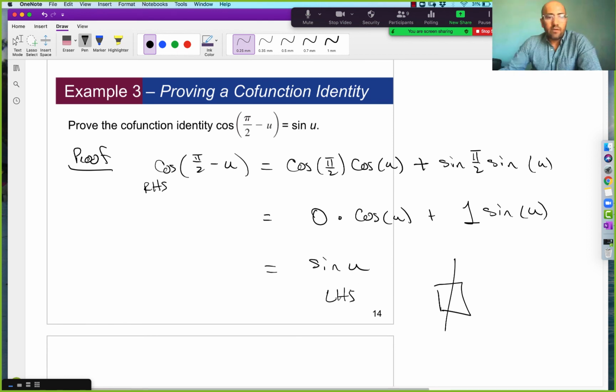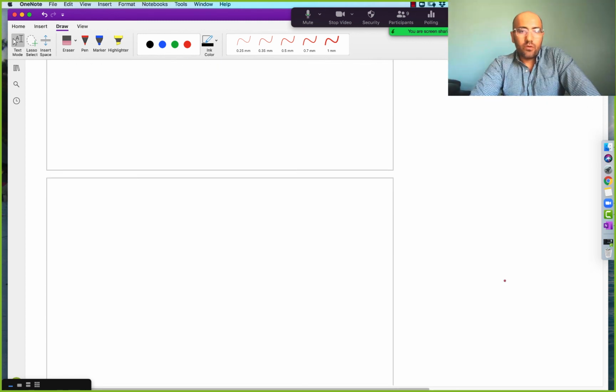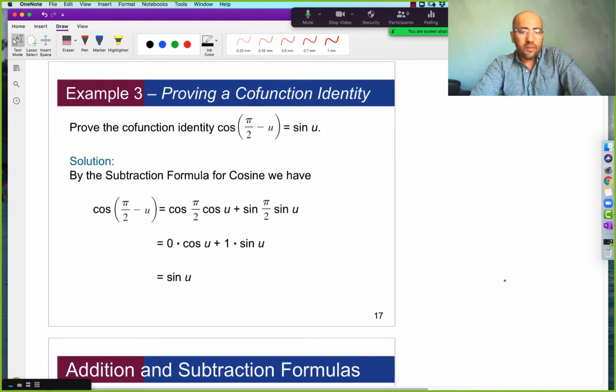Any questions? This is 0. And then 1 times anything is just that value. No questions. We're good? Okay, let's see what else they got. Okay, well, that's what the author did. Same thing.